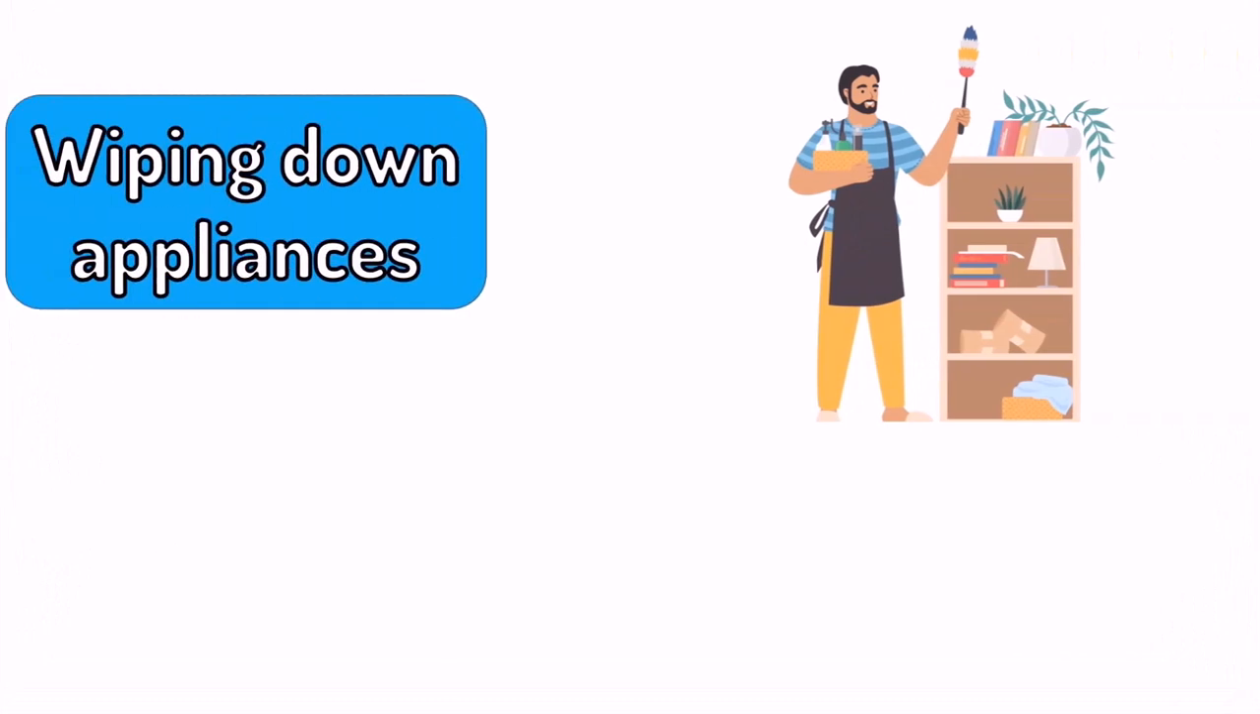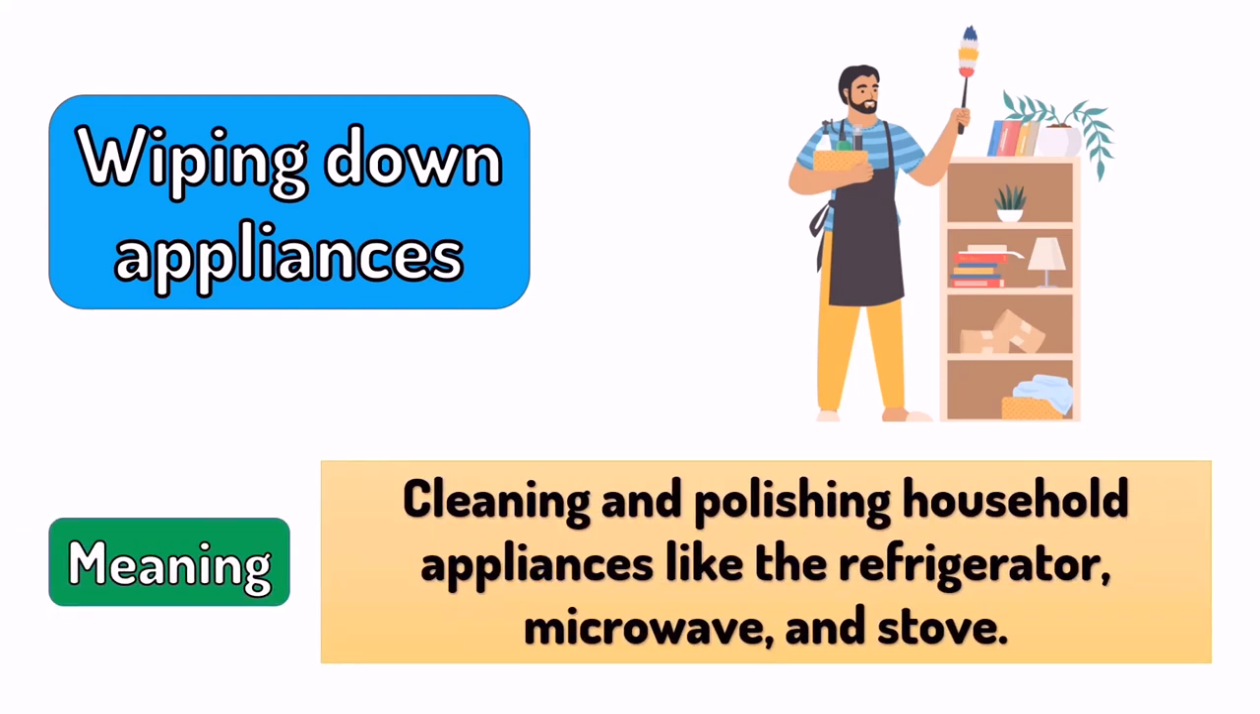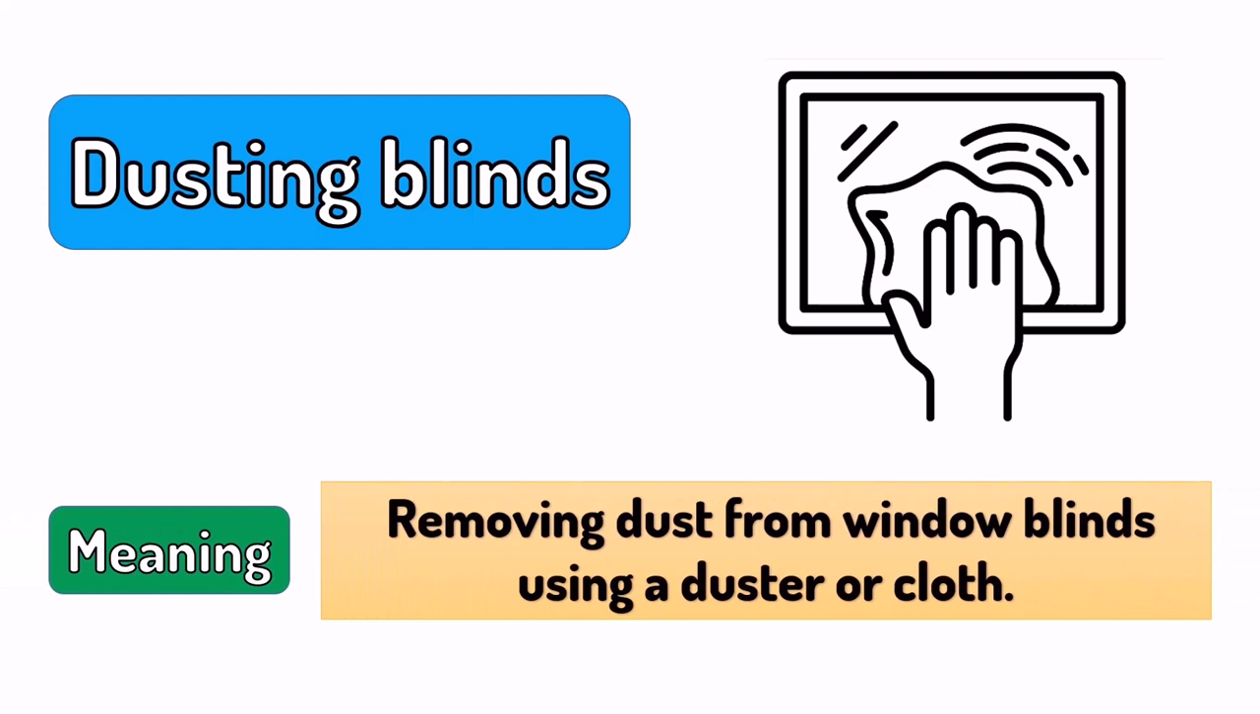Wiping down appliances. Wiping down appliances means cleaning and polishing household appliances like the refrigerator, microwave, and stove. Dusting blinds. Dusting blinds means removing dust from window blinds using a duster or cloth.